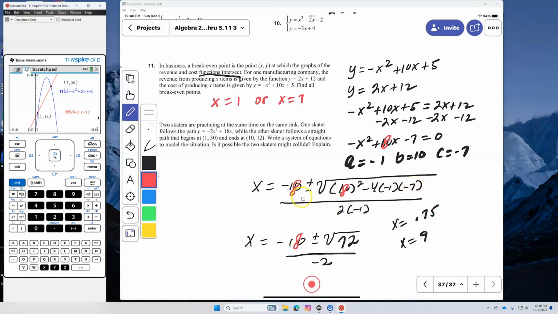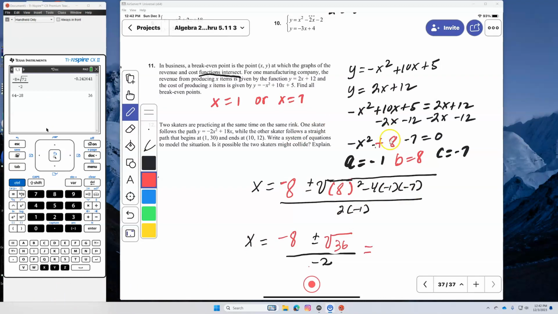So I want you to go ahead and do that. I'm going to go ahead and pause it and then I'm going to fix it. So I made the corrections. I didn't have it right here. I had put 10. So 8, 8, 8, 8, 8. Square root of 36 is 6. So it's negative 8 plus 6 divided by negative 2, which gives you 1. Negative 8 minus 6 divided by negative 2 is negative 14 over negative 2, which gives you 7. So that was our answer, 1 and 7.